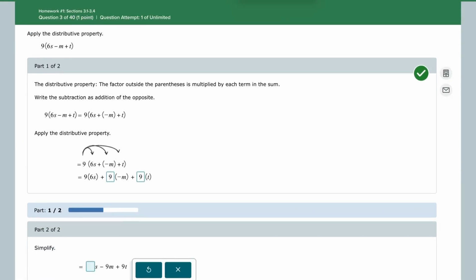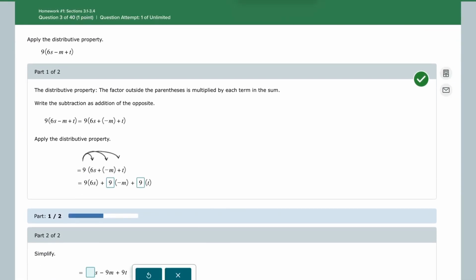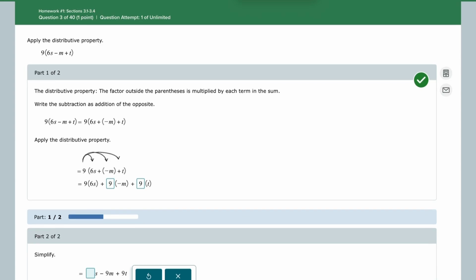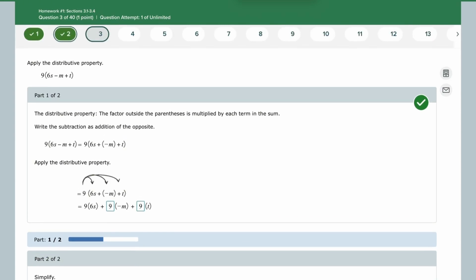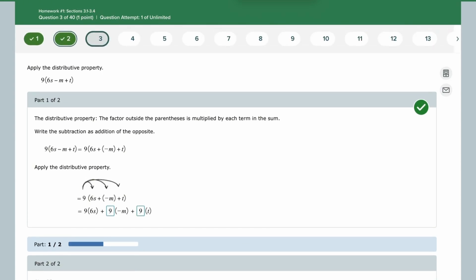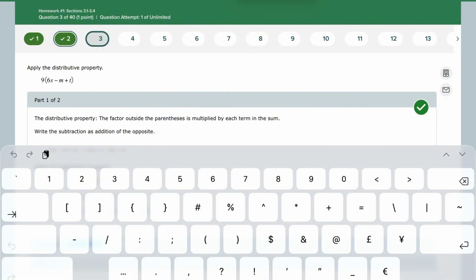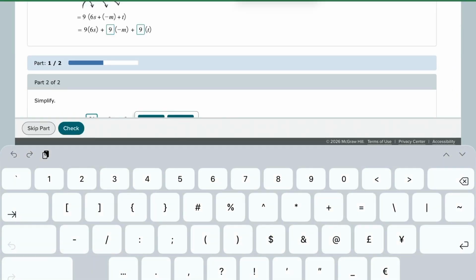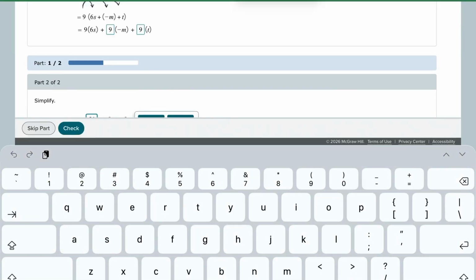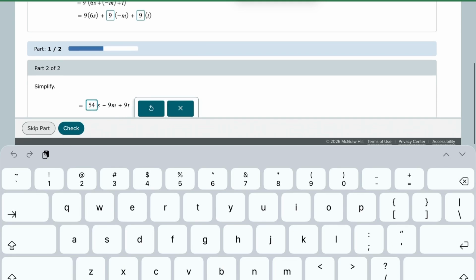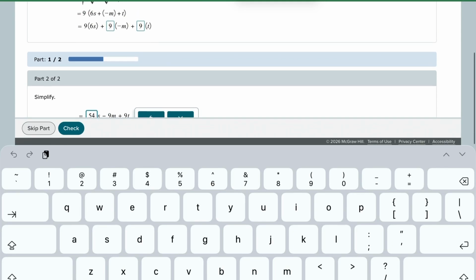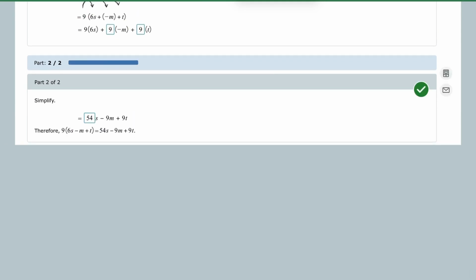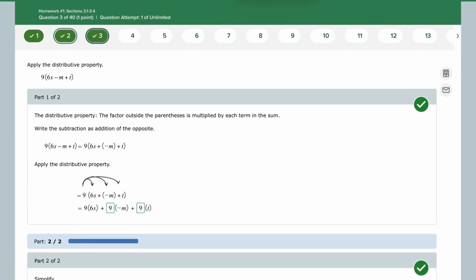And then, what do you get when you multiply 9 times 6S? I'm going to get 54S. You can see it right there, 54. I typed the S because I didn't see the S. I couldn't see it. And then we continue.